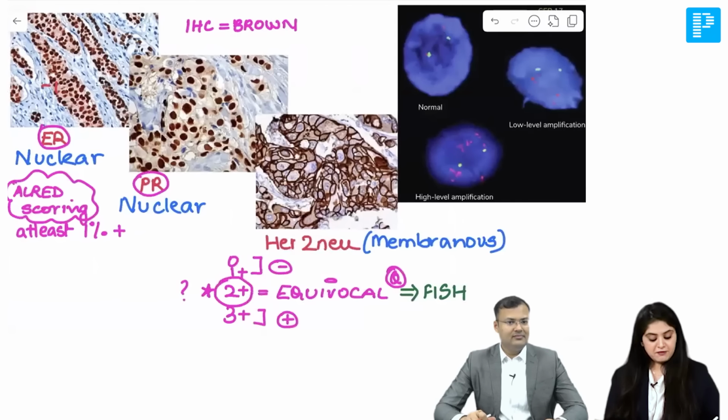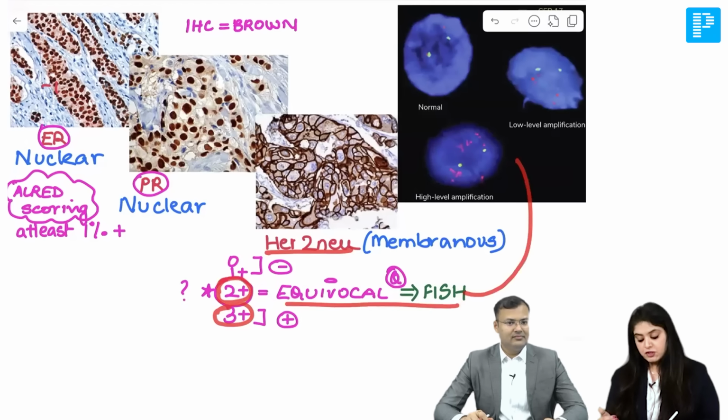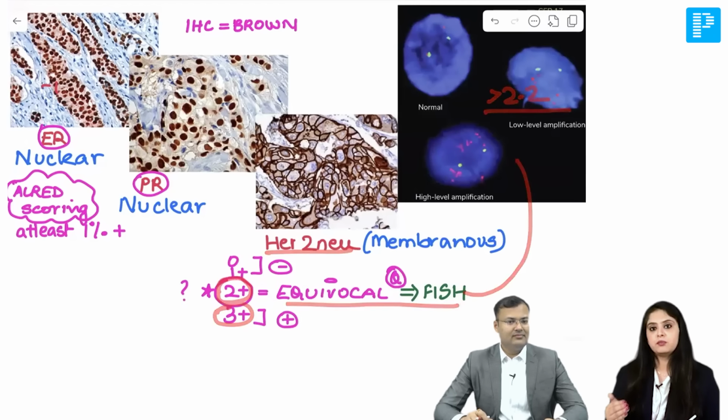So coming back, if IHC would have given me a 3 plus, I wouldn't have gone for FISH. I would have said it's positive and started Herceptin. But if IHC would have given me 2 plus, then I would have gone for FISH. If FISH would have told me a signal of more than 2.2, I'd say yes, it's positive, please go ahead with Herceptin therapy. If FISH says it is less than 2.2, I'll say no, it's negative, and don't go for Herceptin therapy.